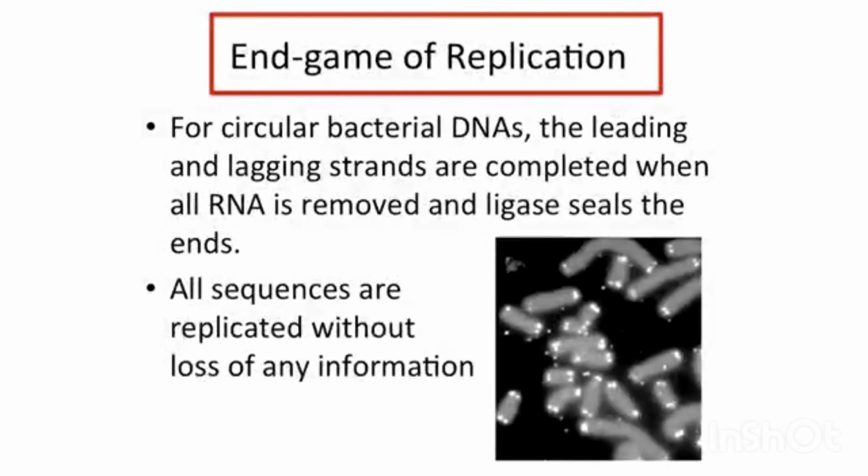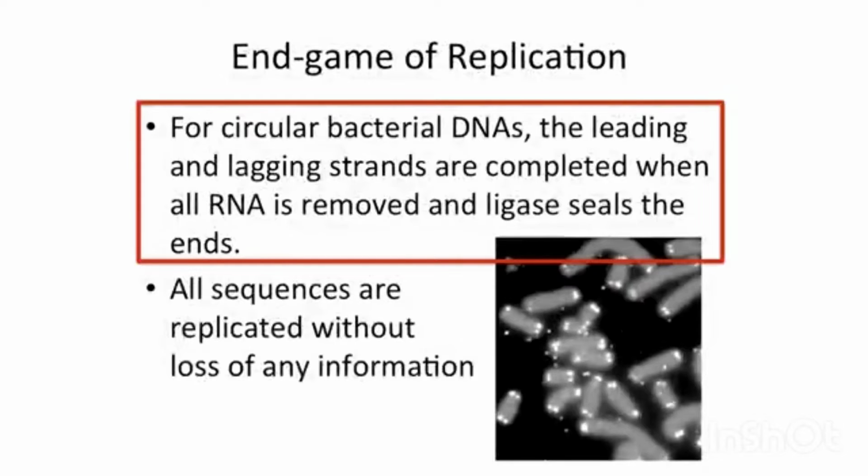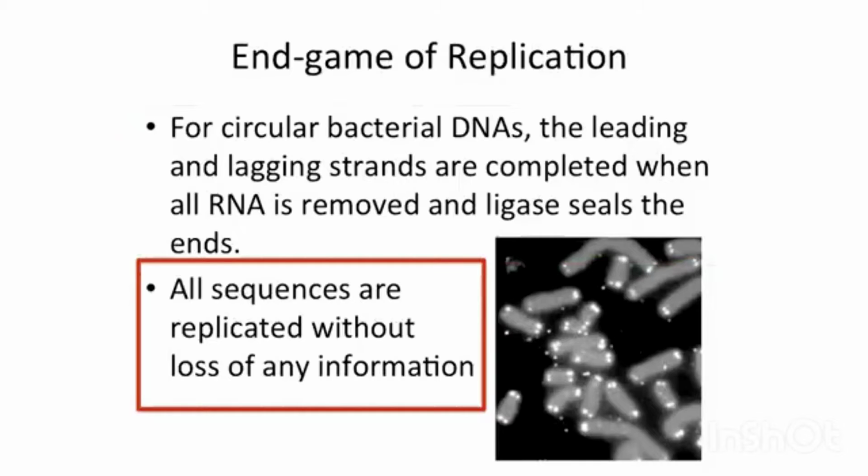We're coming now to the end game of replication. For circular DNAs, in bacteria specifically, the leading and lagging strands are completed when all the RNA is removed and ligase seals the ends. It's circular, so once around the circle and it's complete. All of the sequences in bacterial DNA are replicated without any loss of information because these DNAs are circular.